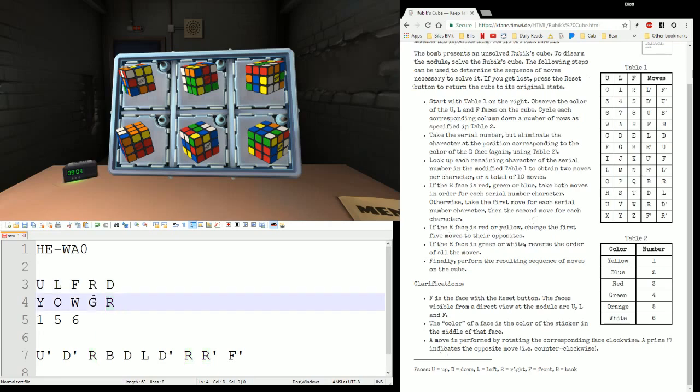The right side is green. So per this rule, since it's green, we're going to take both moves in order of the serial character. And per this rule, at the end, we're going to reverse the order of all the moves. This one we did not hit before, so maybe threw you for a loop on that one. So we'll look them up. H is here. So 1, 2, 3, 4, 5, 6. My moves are F prime, R prime.